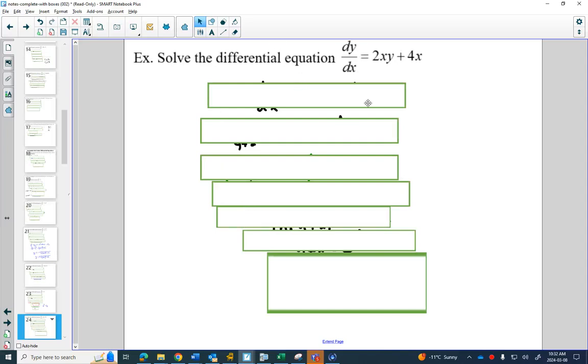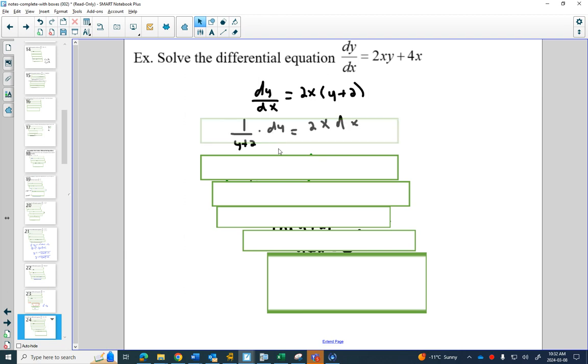All right, how did this one go? Ooh, we have a y. How do we get the x and y separated? We're going to have to use factoring. And then you can separate your x's and your y's. So now we have a little bit more work to do just to get our x's and y's separate.